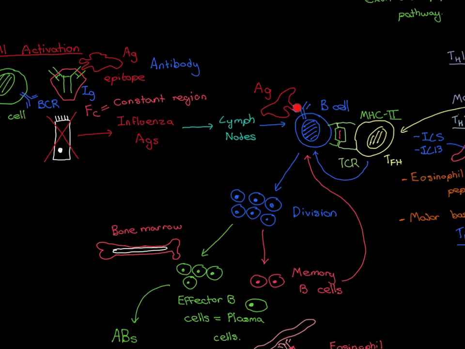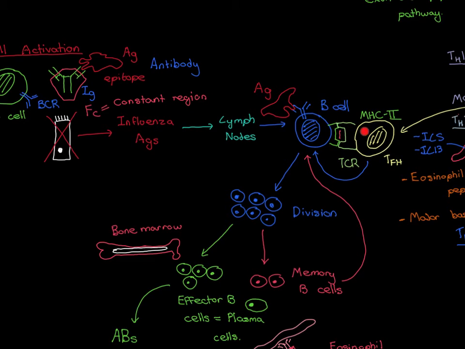endocytoses the antigen that it has bound to its B cell receptor, chops it up into loads of little peptide fragments, puts those peptide fragments on its surface bound to MHC class II so that it can present the peptide fragments of the antigen that it is directed against to helper T cells. And remember, in influenza virus, we're going to get mainly follicular helper T cells.